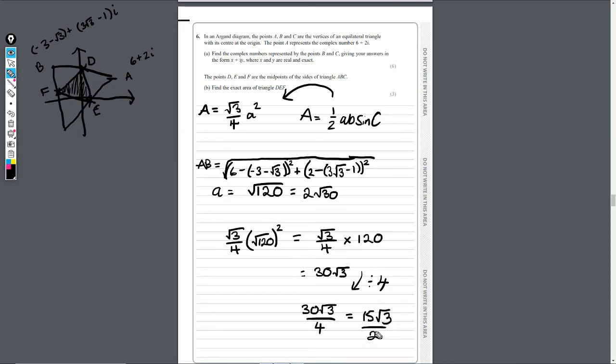And there we have it. That's the exact area of DEF. Like I said, you could have done a few other methods, so you can use shoelace, you can use half AB sine C. There's lots of different ways of doing it. So quite a nice question overall, but there we go, it's fully complete.